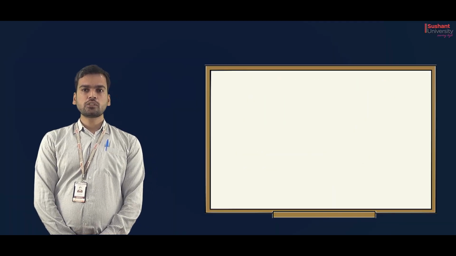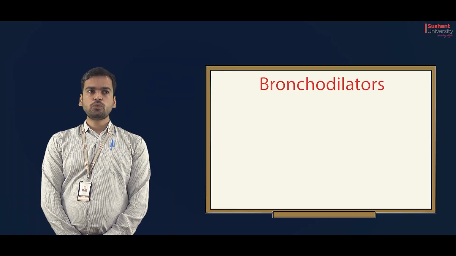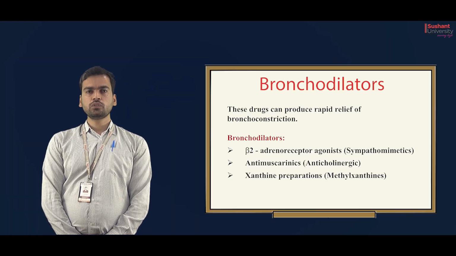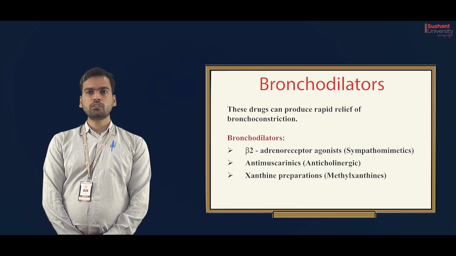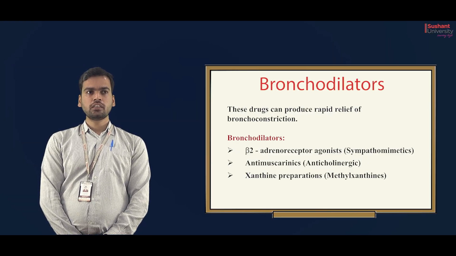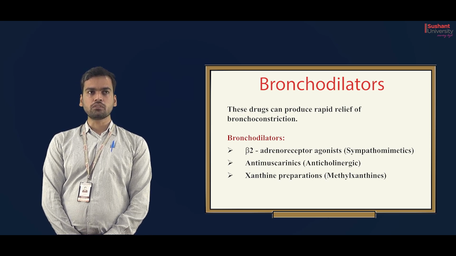Now we will discuss the first one, which is known as the bronchodilators. These types of bronchodilators are the drugs that produce rapid relief of bronchoconstriction. Bronchodilators include the beta-2 adrenoceptor agonists, antimuscarinic agents, and xanthine preparations also.